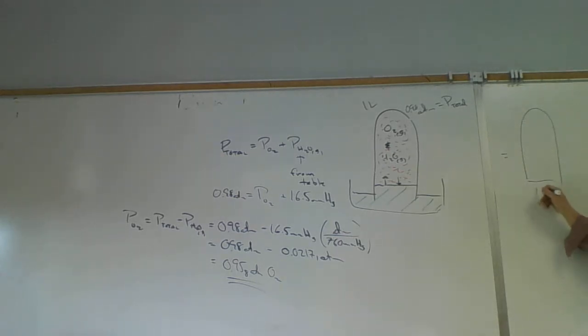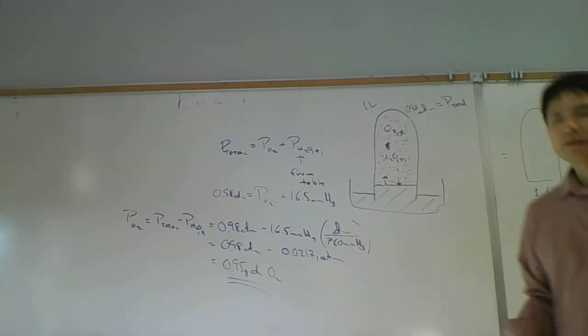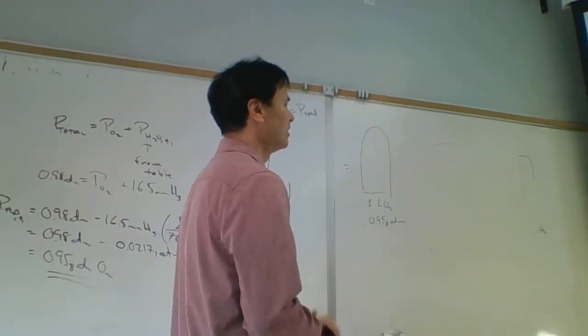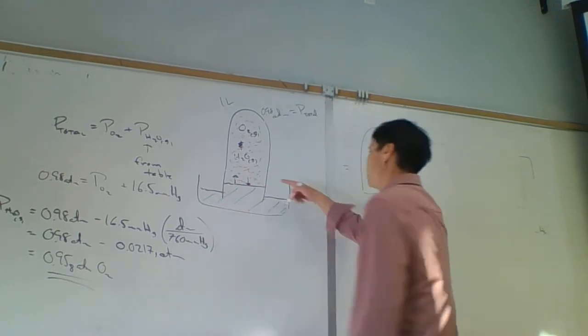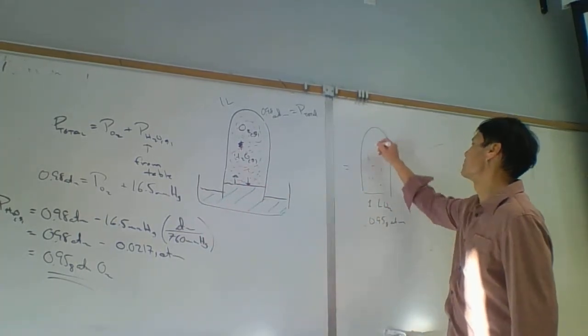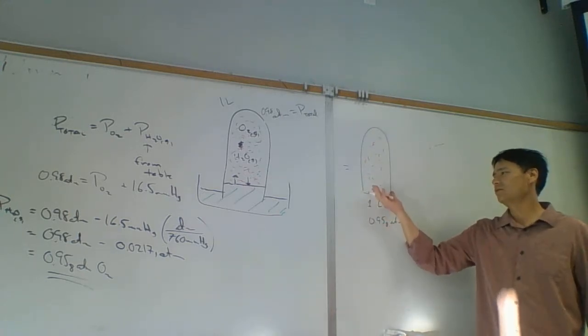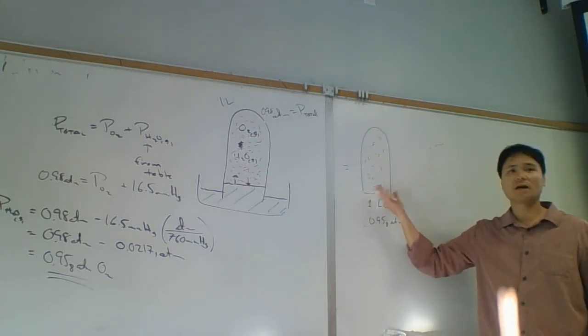I have 1 liter of oxygen at what pressure? 0.958 atmospheres. In other words, I'm going to get rid of all the nitrogen. Is that right? Yeah. I'm going to get rid of all the water vapor out of there. So it's just the oxygen. Well, if I get rid of all the water vapor, then there are no water vapor collisions. It's just the oxygen collisions.